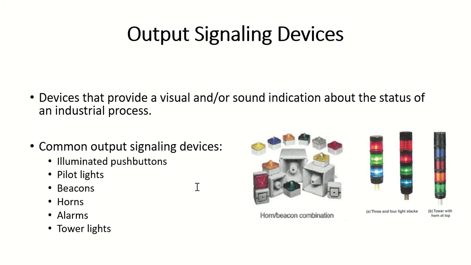It could be production's normal. I've got a green light letting you know that the machine, the plant's running fine. So we use these output signaling devices for a multitude of different applications.